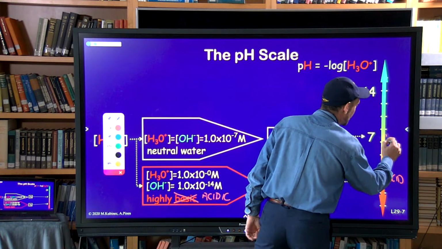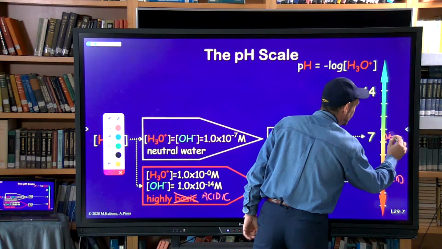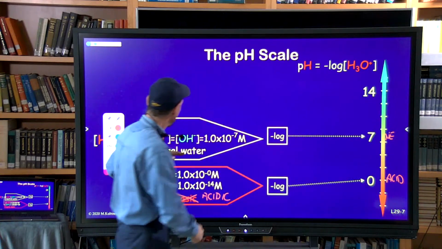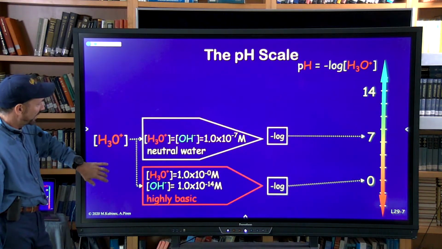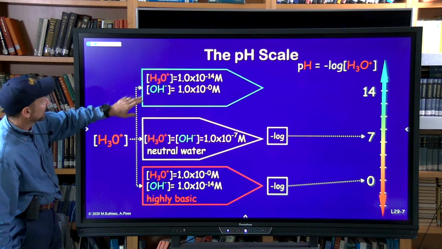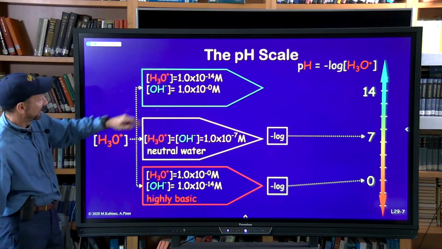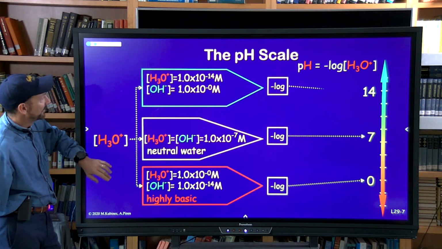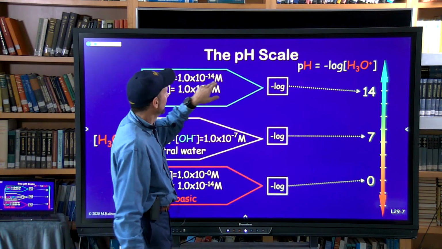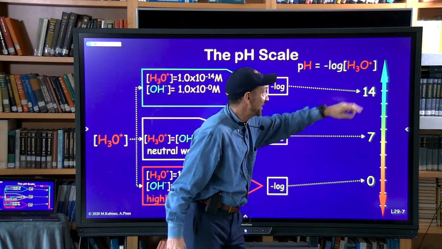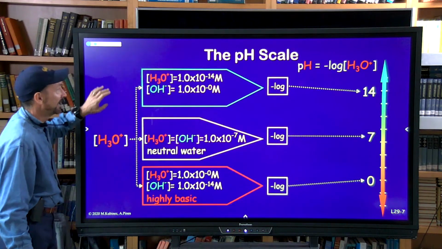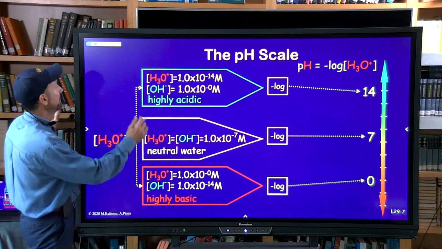This is neutral here in the middle where the concentrations are equal. And I'm going to bet that I probably have highly acidic up here. This is minus log of this number. So the exponent, 14, that's pH 14. And that is highly basic.